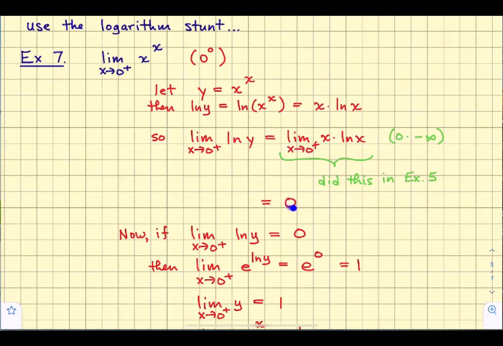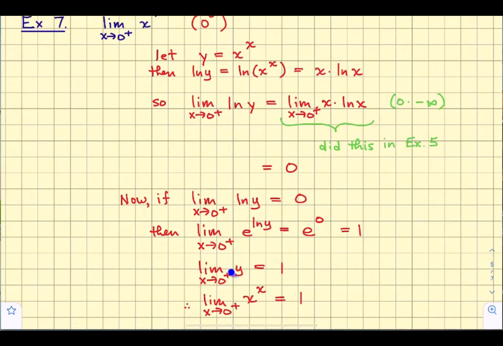So just follow the logic here. If this limits to 0, that means the limit as x approaches 0 from the right of ln of y is 0. So we want the limit of y, so we'll just hit both sides with a base e exponential. This is the same as the limit as x approaches 0 from the right of e to the ln of y equals e to the 0. E to the 0 is 1. And now e to the ln of y is just y, so we know the limit as x approaches 0 from the right of y is 1, but y is just another name for x to the x. So we eventually got to our limit that we were interested in.